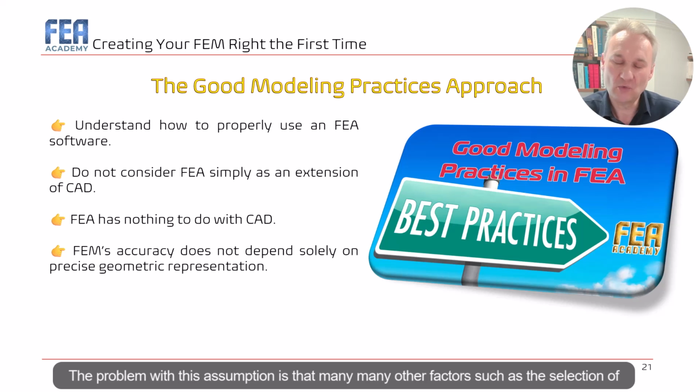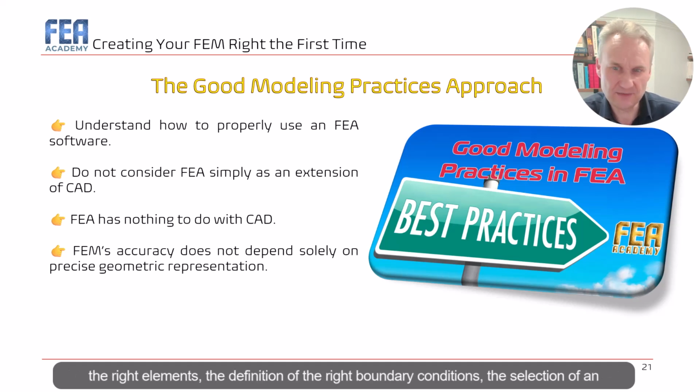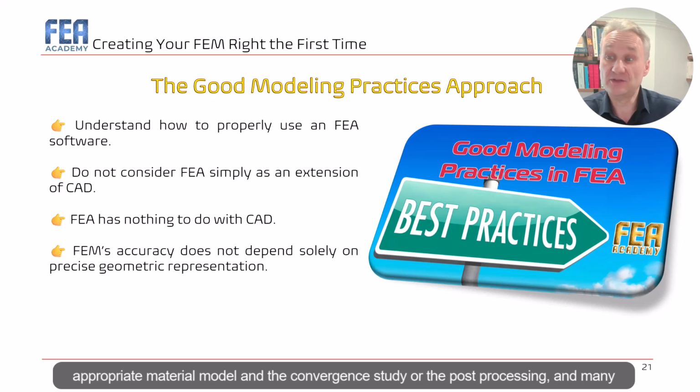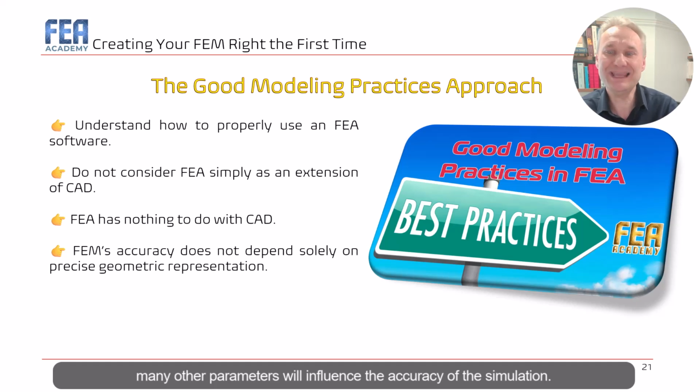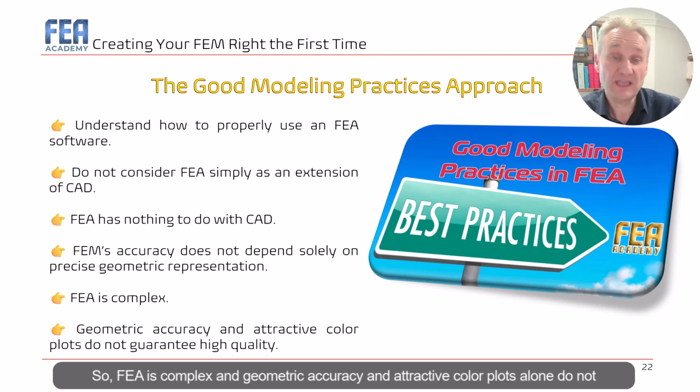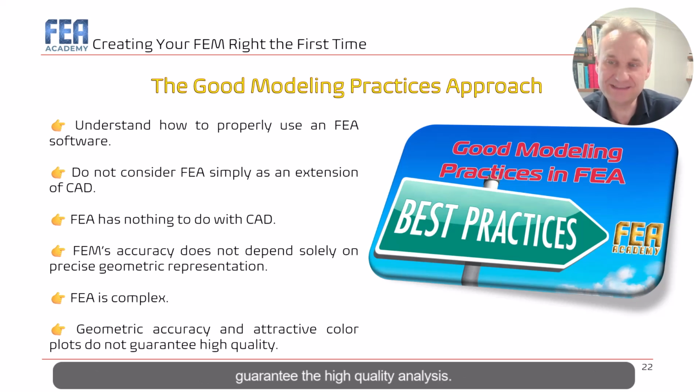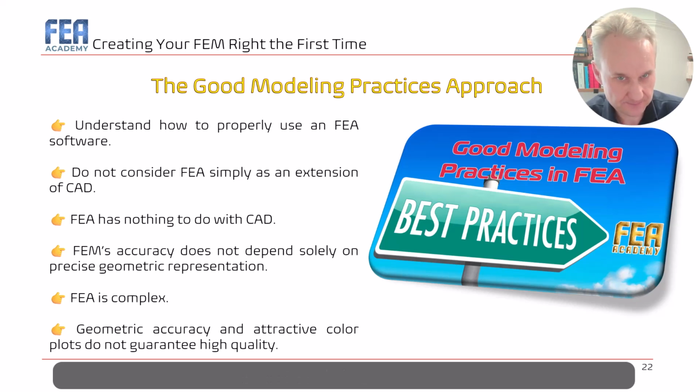The problem with this assumption is that many other factors, such as the selection of the right elements, the definition of the right boundary conditions, the selection of an appropriate material model, and the convergence study or the post-processing, and many other parameters will influence the accuracy of the simulation. So, FEA is complex, and geometric accuracy and attractive color plots alone do not guarantee a high quality analysis.